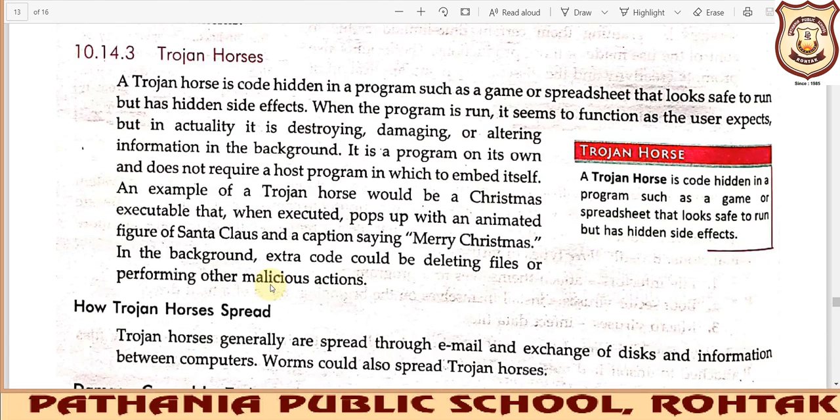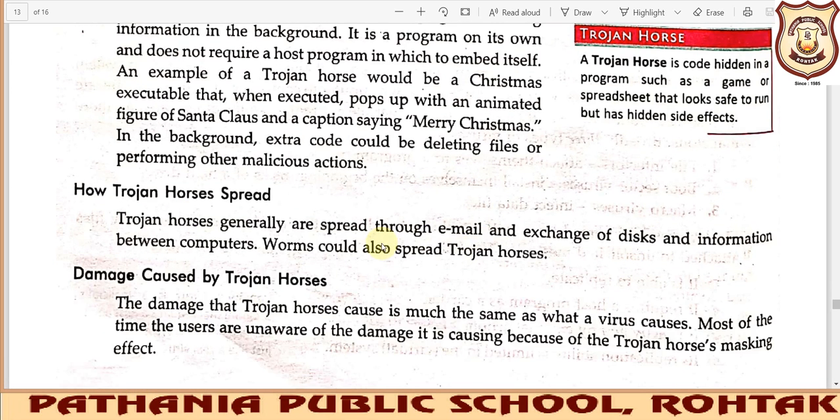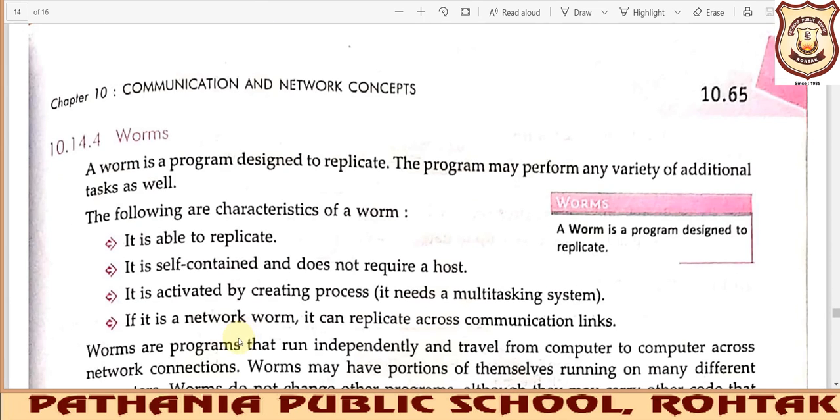Fine. Next are Trojan horses. They are hidden code programs that will not be visible to you, but once they enter your computer, they start destroying, damaging, and altering the information in the background. Generally the Trojan horse comes along with your email attachments. When you are downloading something from an email attachment, there are many chances that these Trojan horses get inside your computer, and they will cause a lot of damage to your data.